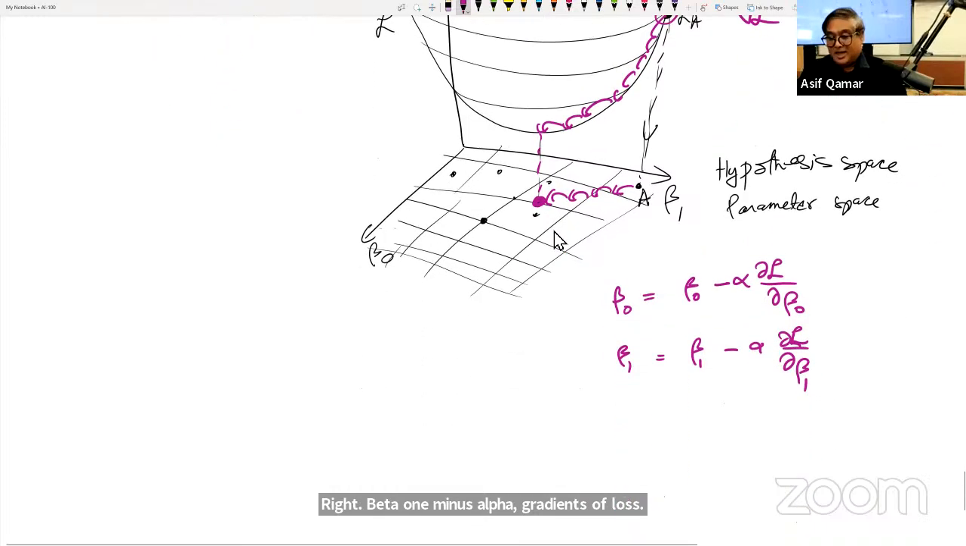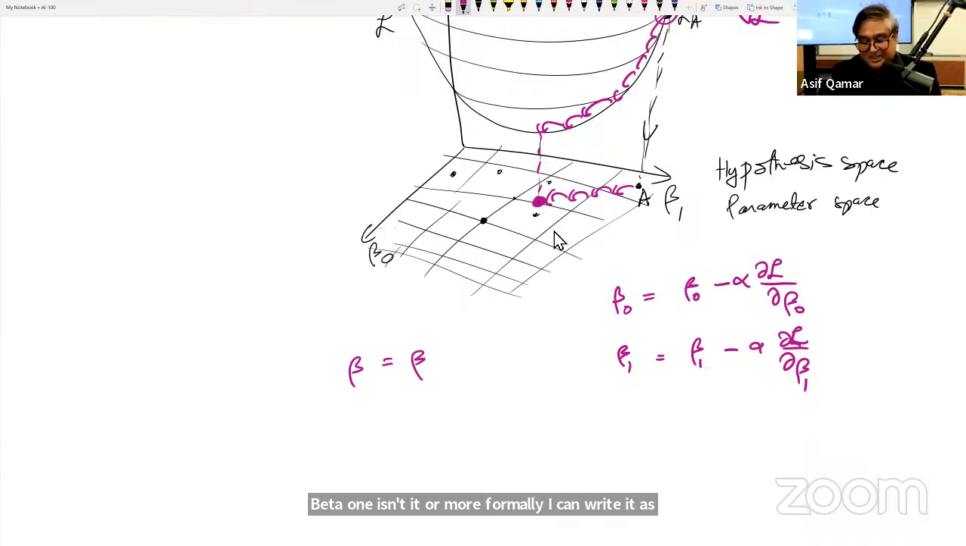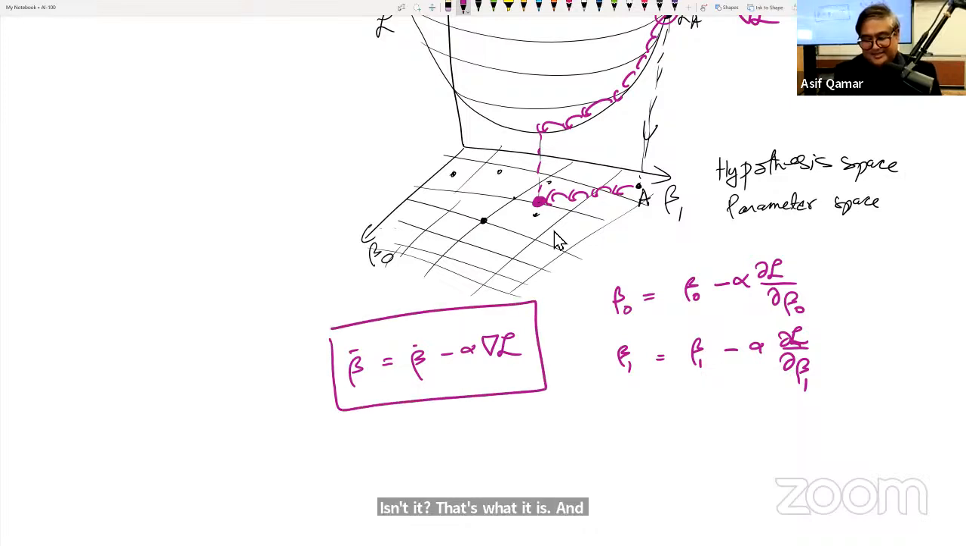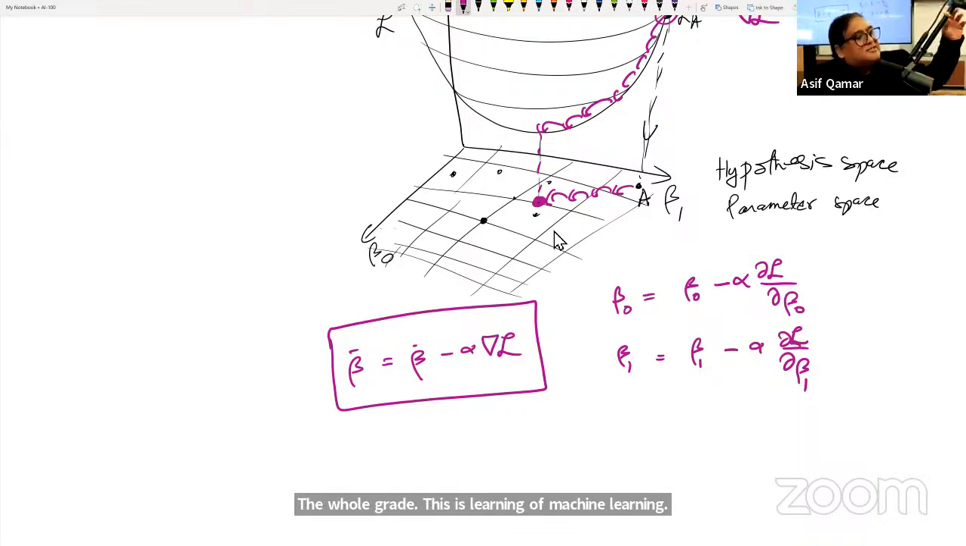Or more formally, I can write it as beta next. The next value of the beta should be your previous value of beta, in vector notation, minus alpha, gradient of the loss. Isn't it? That's what it is. And this is, folks, the honeypot that we were chasing, the Holy Grail. This is the learning of machine learning. You're trying to find that point in the hypothesis space which is the best hypothesis, where the loss is the lowest, mistakes are the lowest. Are we getting it, guys?